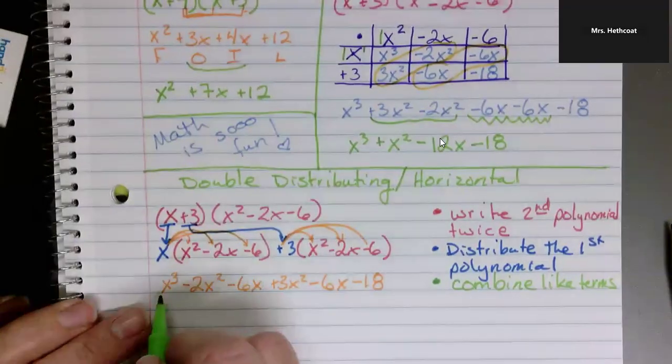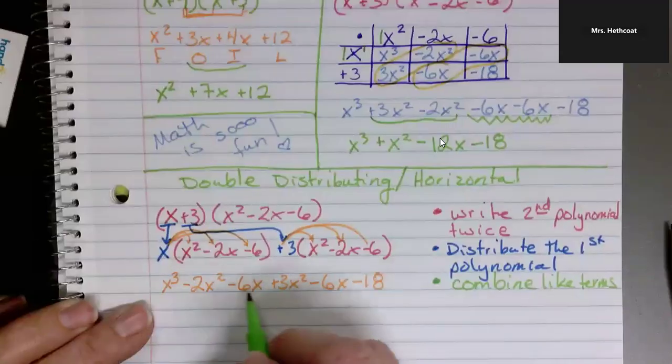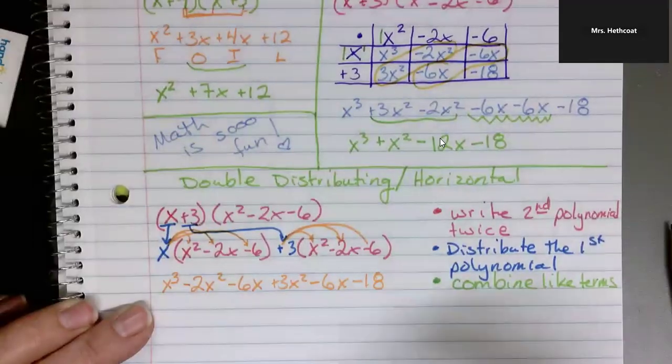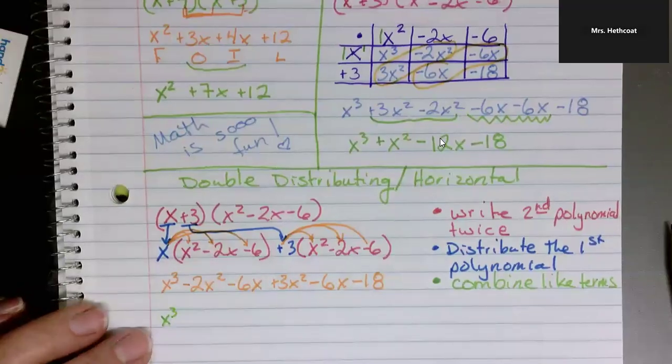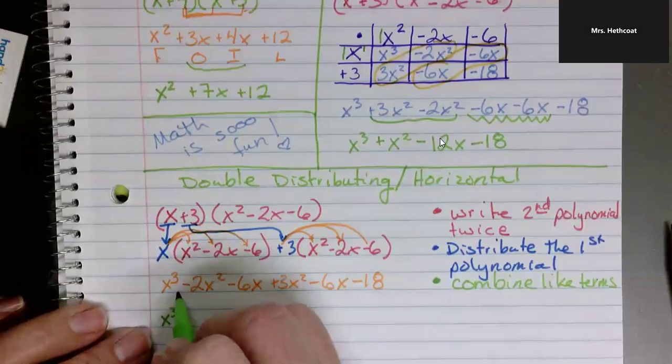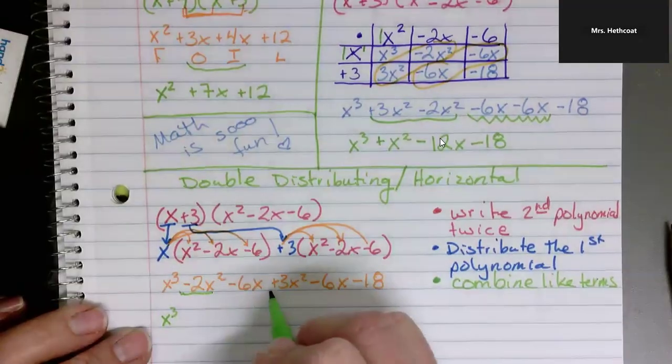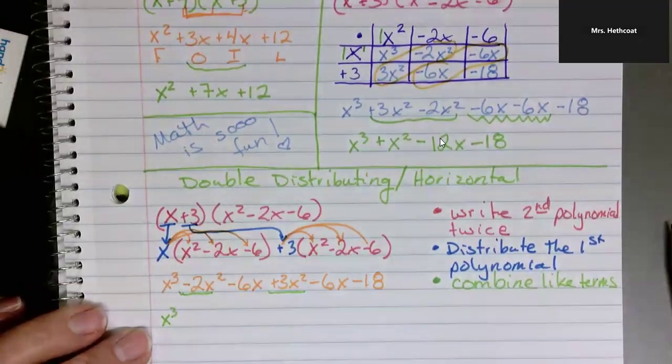So x to the third, I do not have any other x to the thirds, right? No more x to the third. So he's just going to come down all by himself. But here I have negative 2x squared and plus 3x squared. Those will combine. So what is negative 2x squared plus 3x squared?